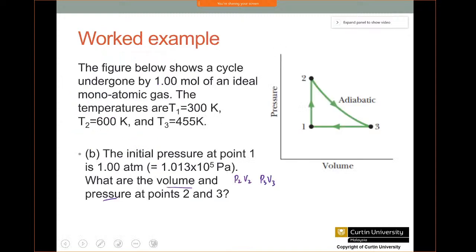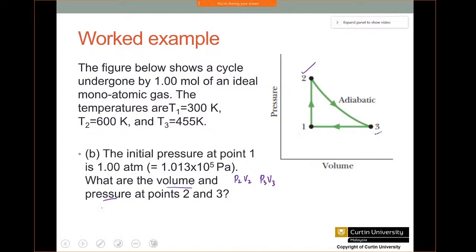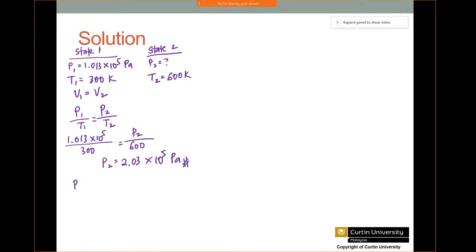Okay, so P2 we have found the value, and P3 and P1 will be the same because it is isochoric process. So it will be equal to 1.013 times 10 to the power of 5 Pascal.